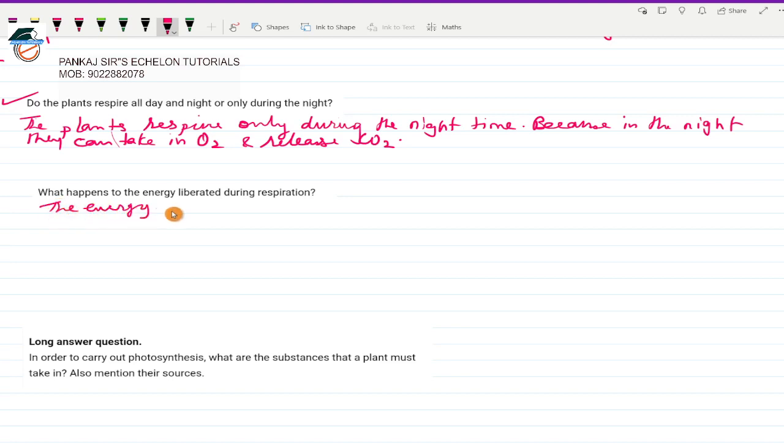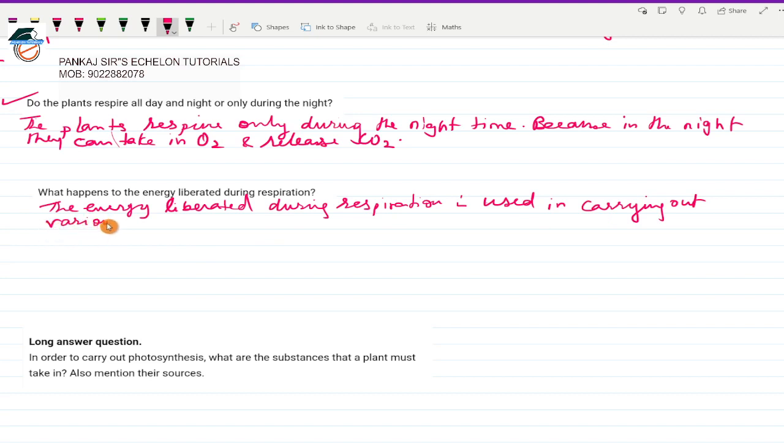the energy liberated or released during respiration is used in carrying out various life processes. Various, you have seen in the beginning, I had told you about the seven life processes, the important life processes. So in carrying out these various life processes by the cells, this energy released in respiration is used.